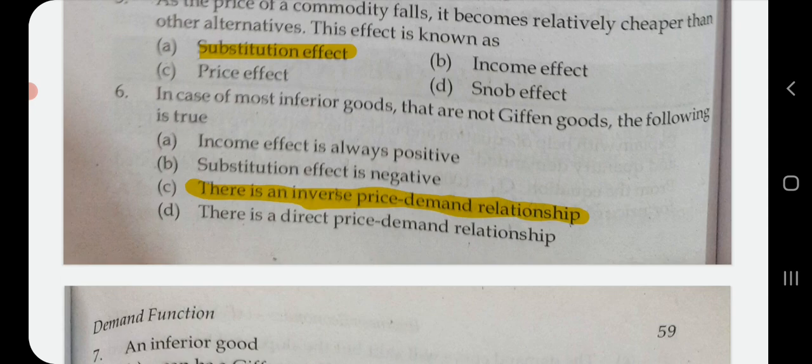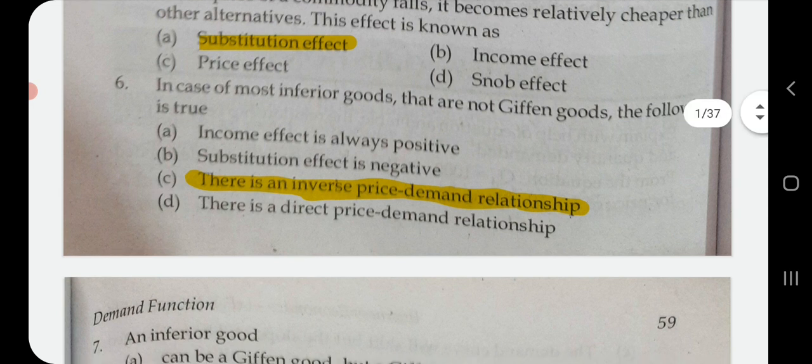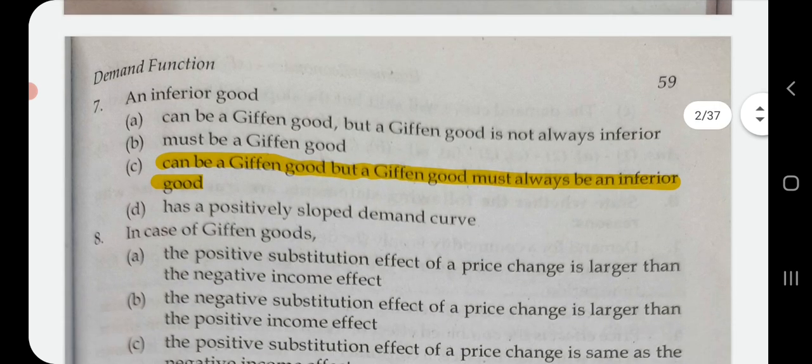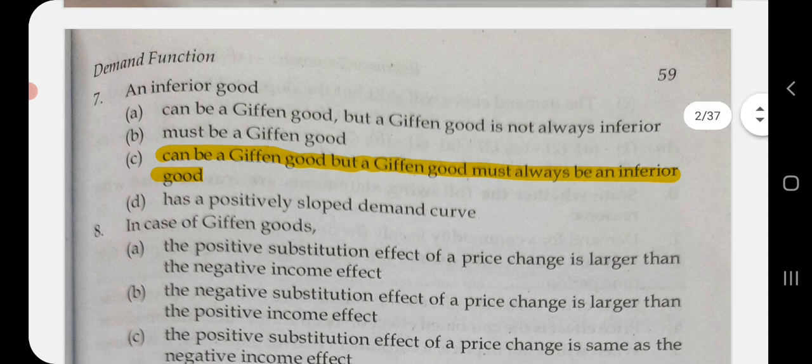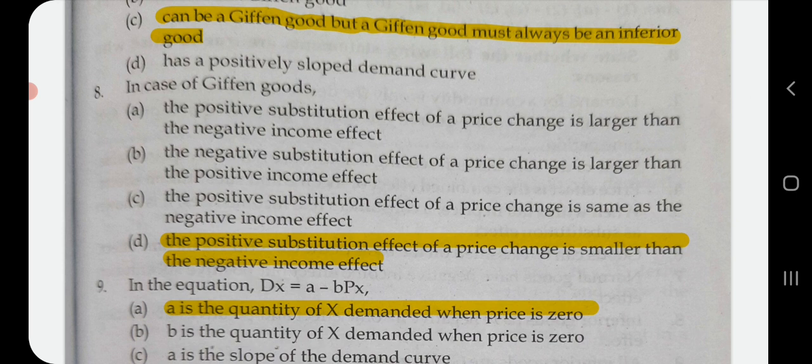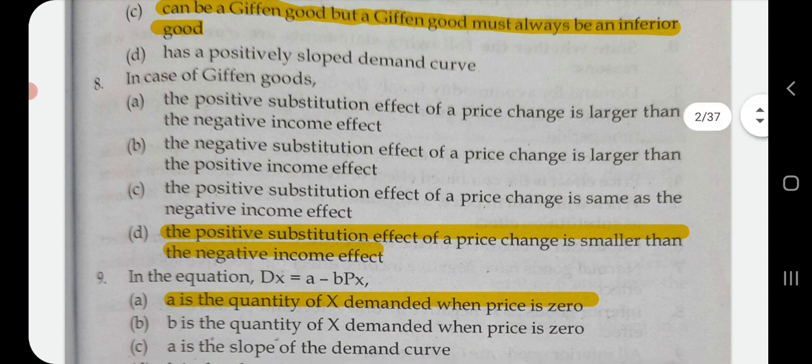Sixth question, in case of most inferior goods that are not Giffen goods, the following is true. And the answer is there is an inverse price demand relationship. Seventh question, an inferior good dash dash. Inferior goods can be Giffen goods, but Giffen goods must always be inferior goods. Eighth question, in case of Giffen goods dash dash, and the answer is the positive substitution effect of price change is smaller than the negative income effect.